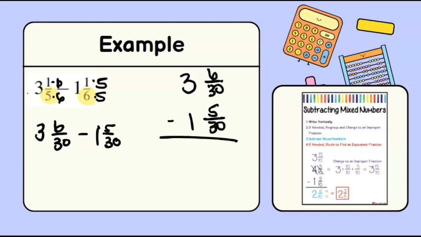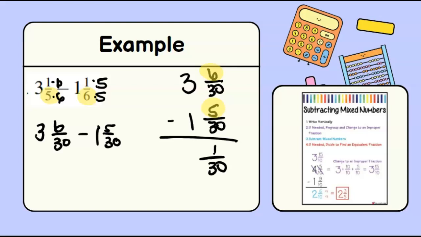I am now going to look and see, can I subtract the bottom numerator from the top numerator, the 6 and the 5? Can I subtract 5 from 6? Yes, I can. I do not need to regroup for that one. 6 minus 5 is going to give me 1, and my denominator stays the same.